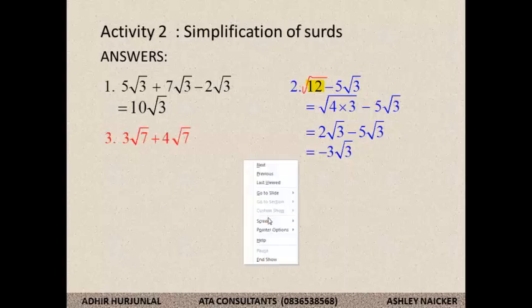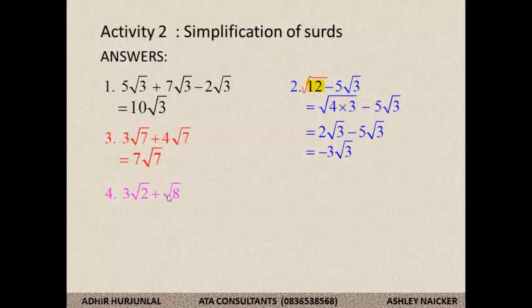Example number 3. In example number 3, 3 root 7 plus 4 root 7, very good, 7 root 7. Example number 4, 3 root 2. This is the portion that we need to simply sort out.